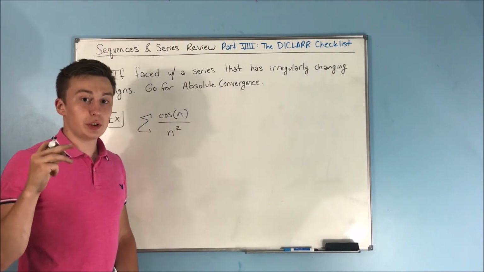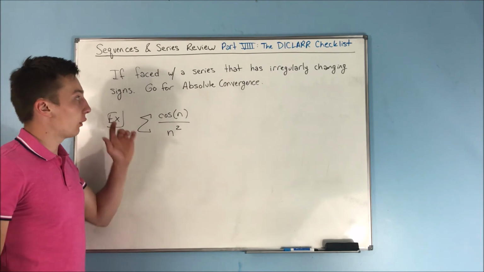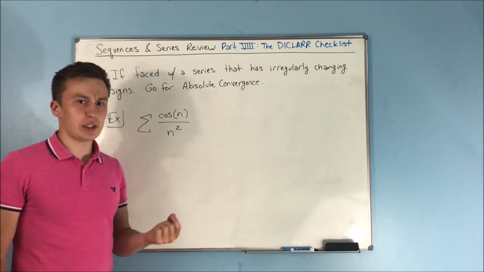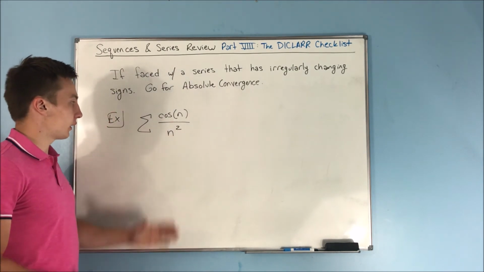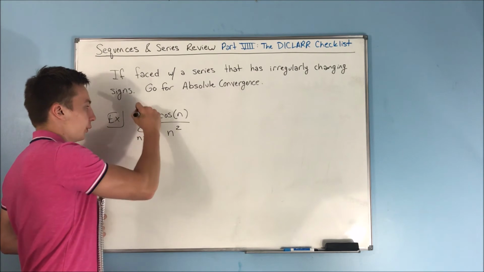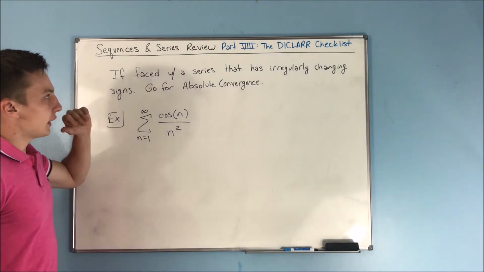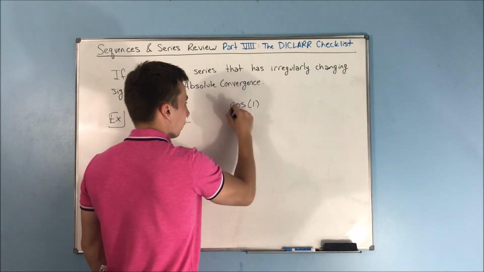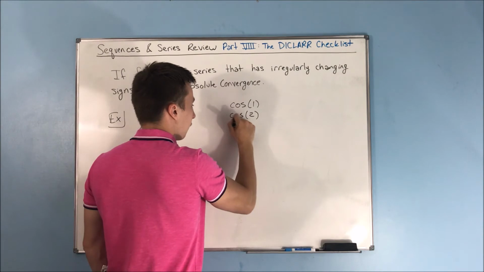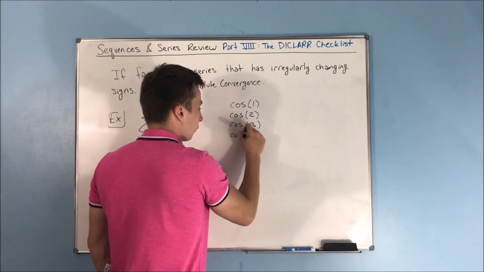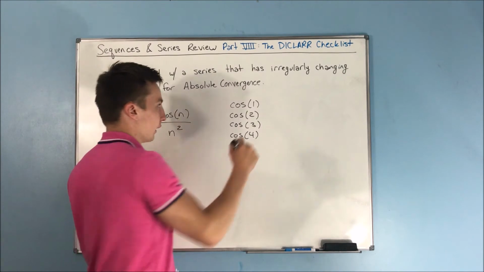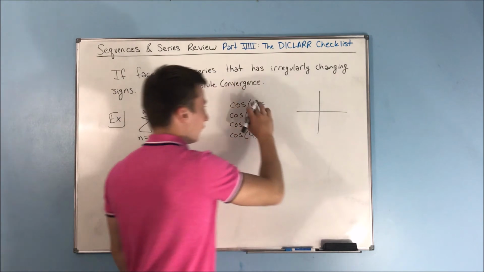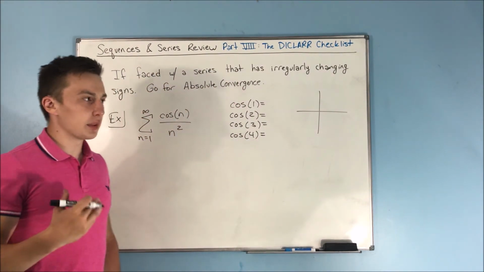The last thing I want to talk about before we end this video is an example where DICLARR really won't do you any justice. If you had a series like this, and I forgot to put n equals 1 to infinity. If you have a series like this that has irregularly changing signs, you'll get your numerator to be something like cosine of 1, cosine of 2, cosine of 3, cosine of 4, and just watch the sign here to kind of prove that the sign is changing irregularly. If you draw out your graph, and these numbers are in radians, okay? These numbers are in radians.